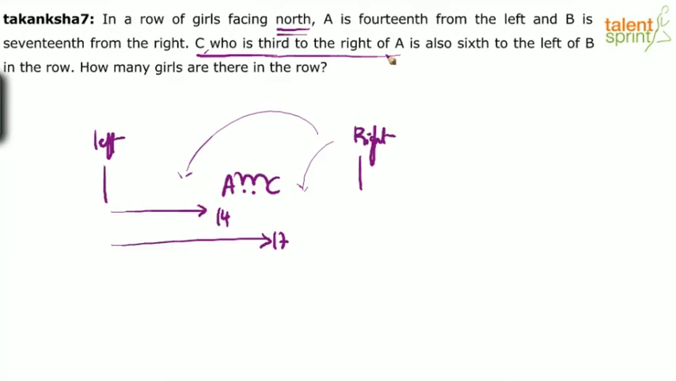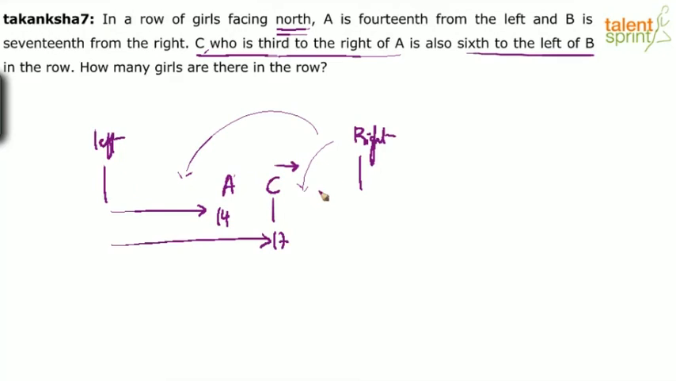So C, who is third to the right of A, is also 6th to the left of B. Remember, C is 6th to the left of B. If you look at the position of C, it is third to the right of A and 6th to the left of B. If C is 6th to the left of B, then B will be to the right of A and to the right of C. So definitely B will be 6th to the right of C.